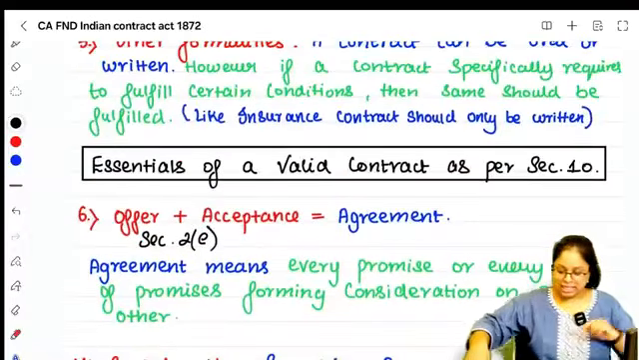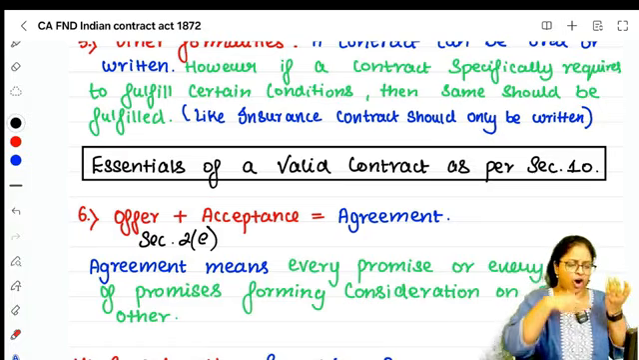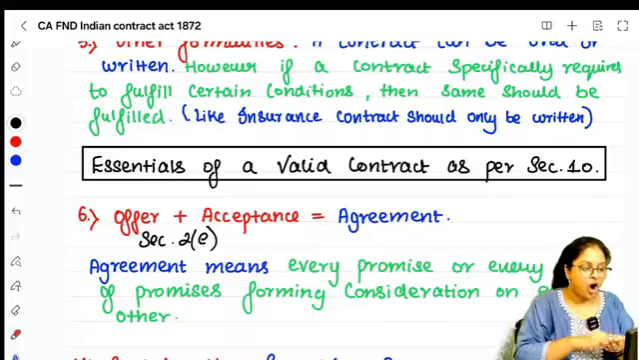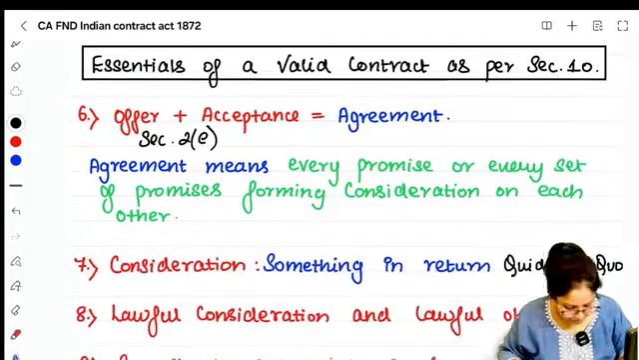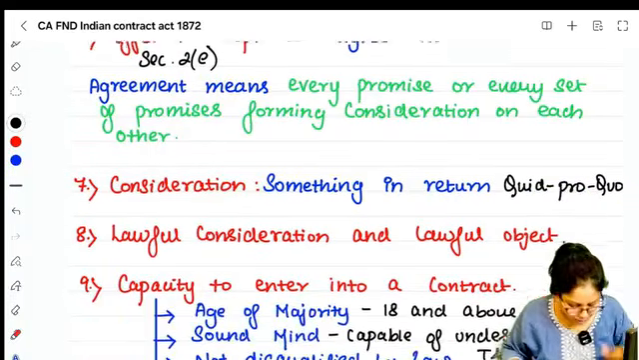Now let's see the 6th one only. The 6th one is very easy, it will finish in 1 second. They are telling there should be offer plus acceptance. Offer is 2A and acceptance is 2B. We know that if there is offer plus acceptance, it will become an agreement. It is important for a contract. What is important? Agreement.